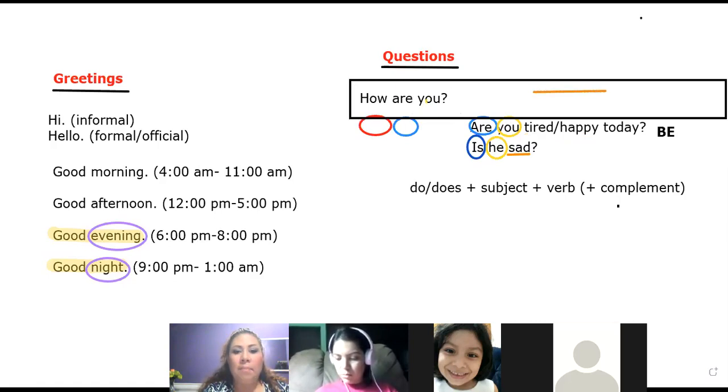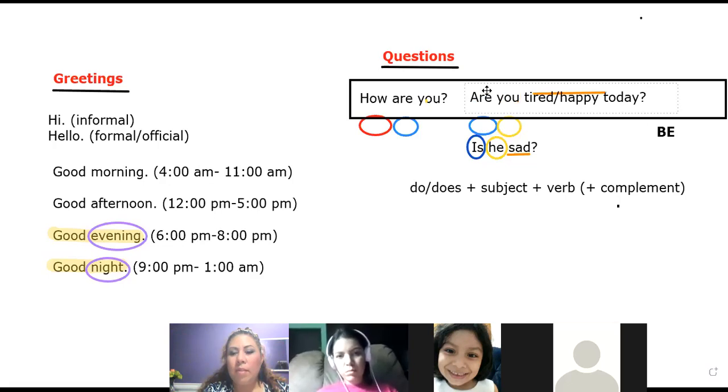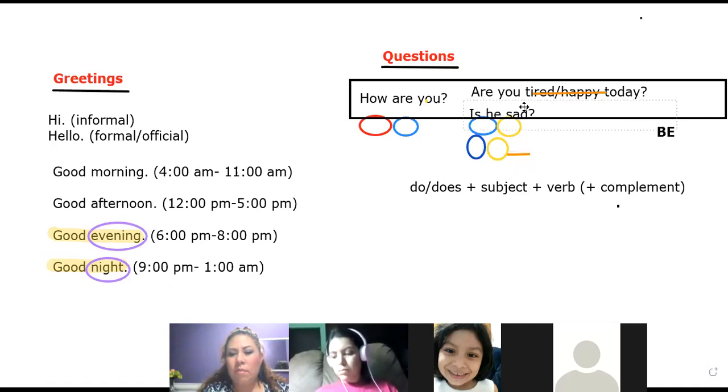Ahora, con todos los demás verbos que yo les voy a mostrar a continuación, esta es la estructura que vamos a estar utilizando. ¿Ok? ¿Estamos claros? Is it clear? Yes, teacher. Any questions? No. No?